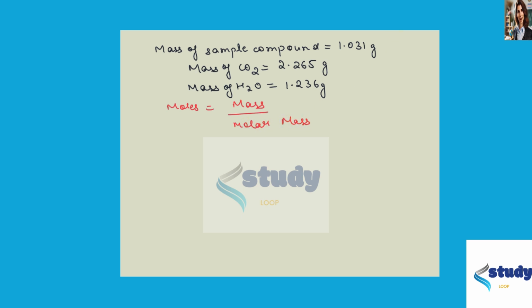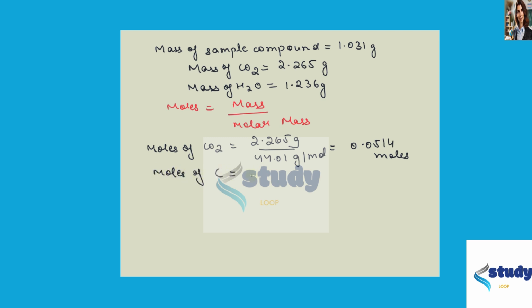First, the moles of CO2 is equal to 2.265 gram divided by 44.01 gram per mole. So these moles are 0.041514 moles. From this we can find the moles of carbon. This here is one atom of carbon, so moles of carbon is equal to 0.0514 moles. Now we can find the mass.